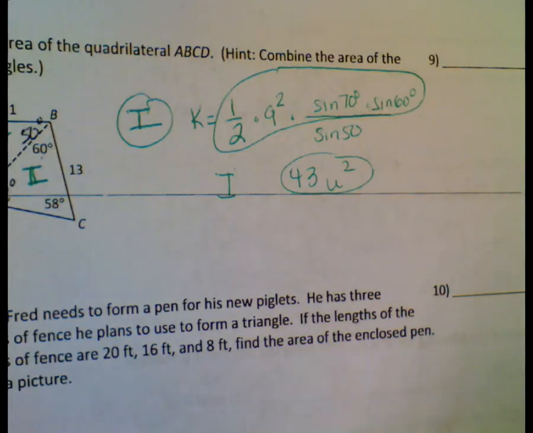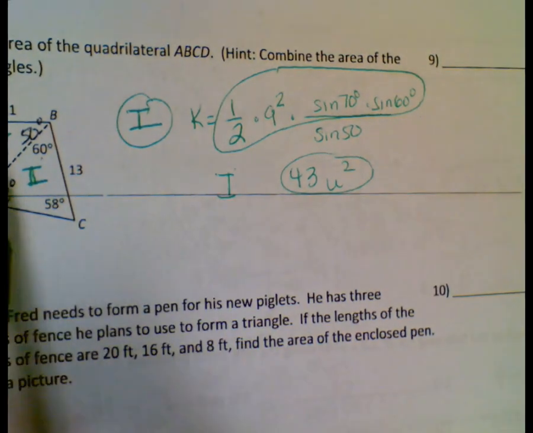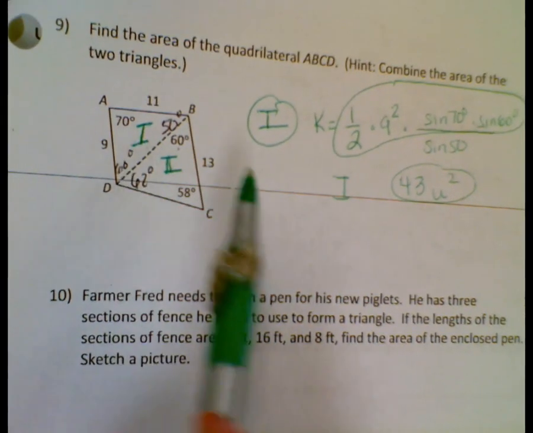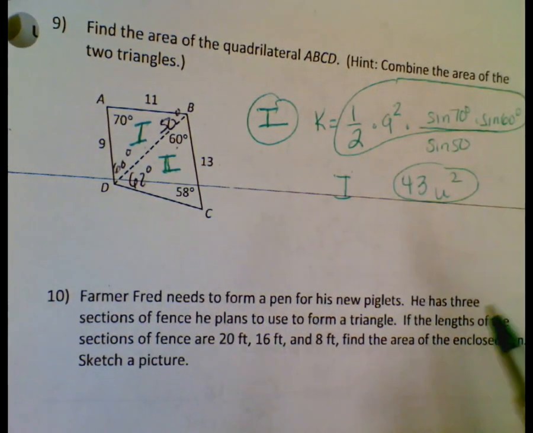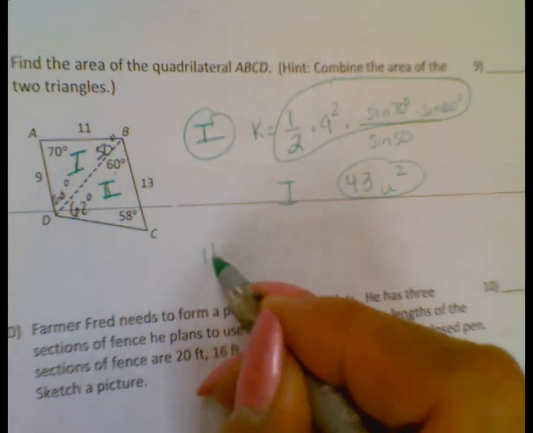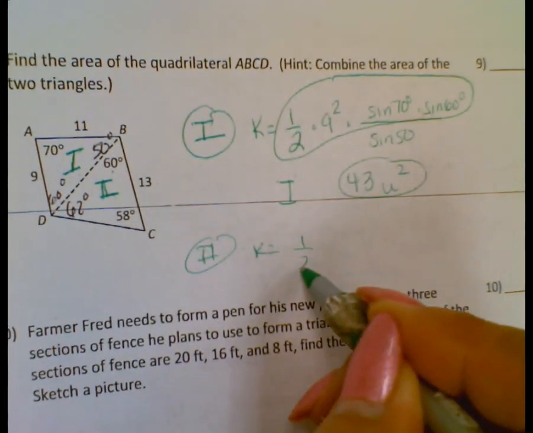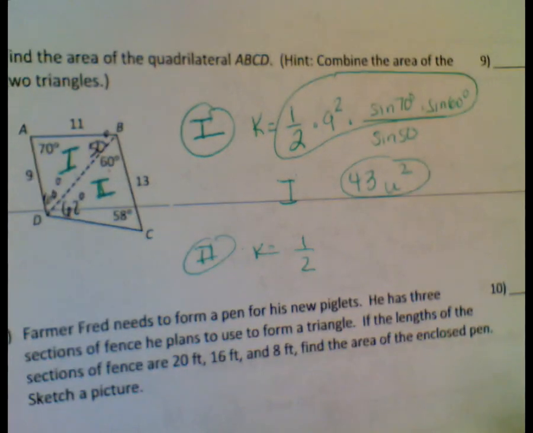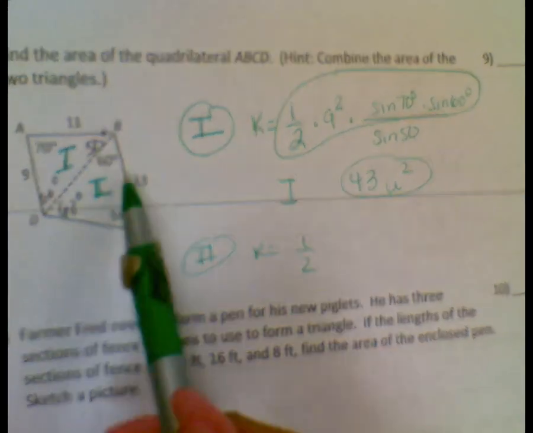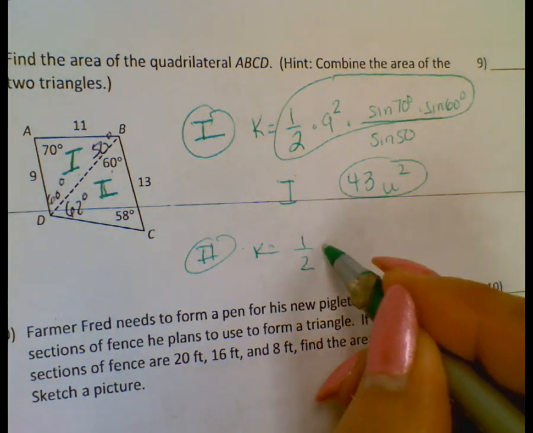So triangle 1 has an area of 43 units squared. That is not your final answer. That's just the area of triangle 1. Now we find the area of triangle 2. I'm going to do the same thing I did on the last one. I'm still going to use the 3-angle formula. So the only side I know in triangle 2 is 13. So I have to use 13.